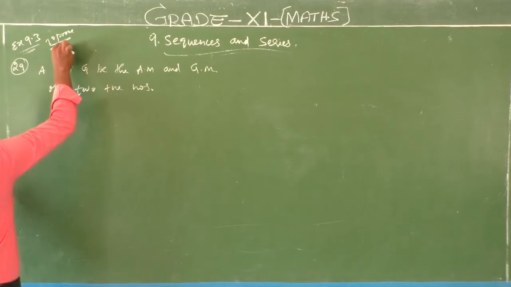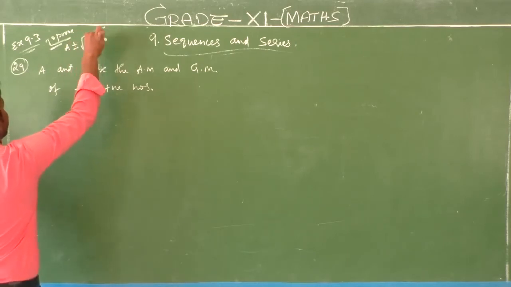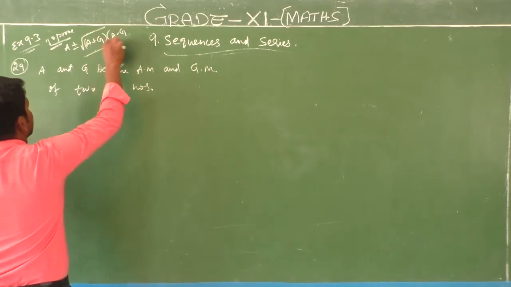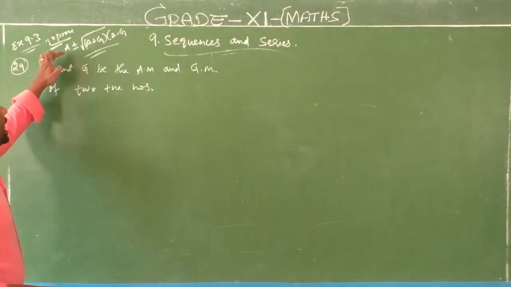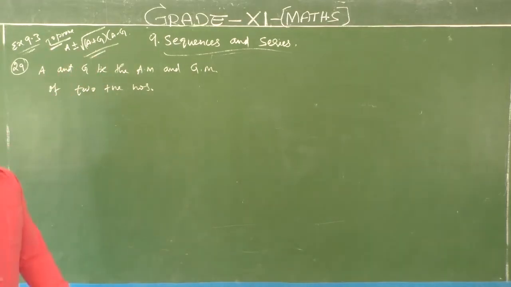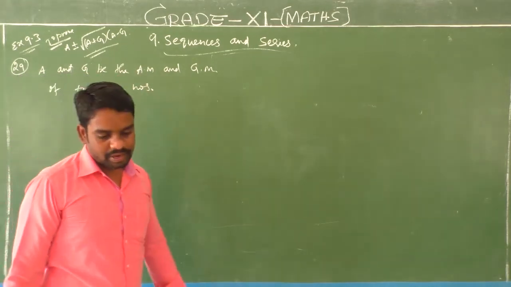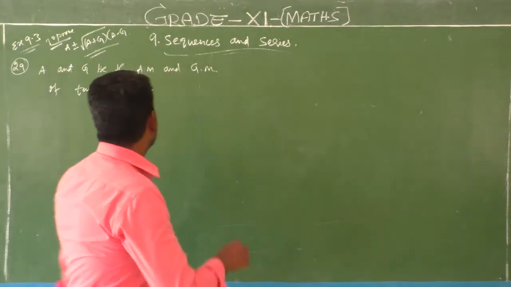The numbers are A plus or minus root of (A plus G)(A minus G). We have to prove that the two numbers are A plus or minus root of (A plus G) into (A minus G). The given information is that A and G are the arithmetic mean and geometric mean of the given two positive numbers.